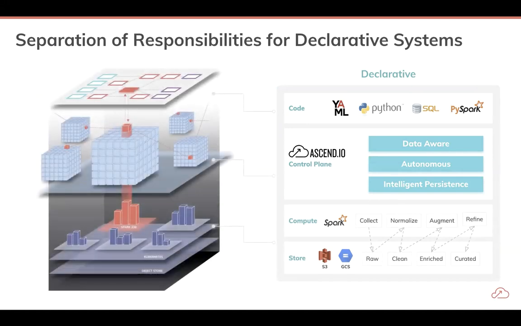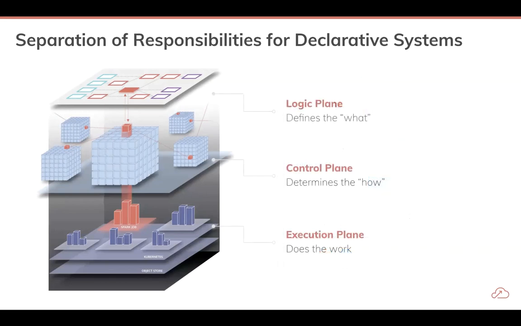And we'll go back to this pretty frequently through the rest of the talk. We find that the world really does start to break down into three basic layers, the first of which is the logic plane. This is where we as engineers and architects operate. We're defining the what, and what we expect out of the data. And we're writing our code and submitting our configurations in order to do that.